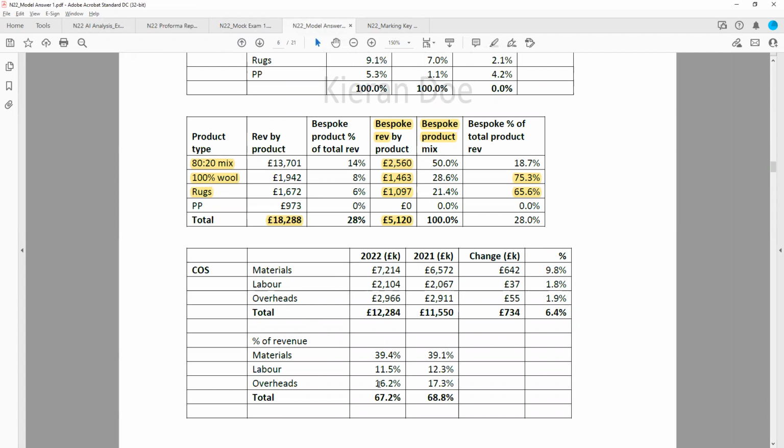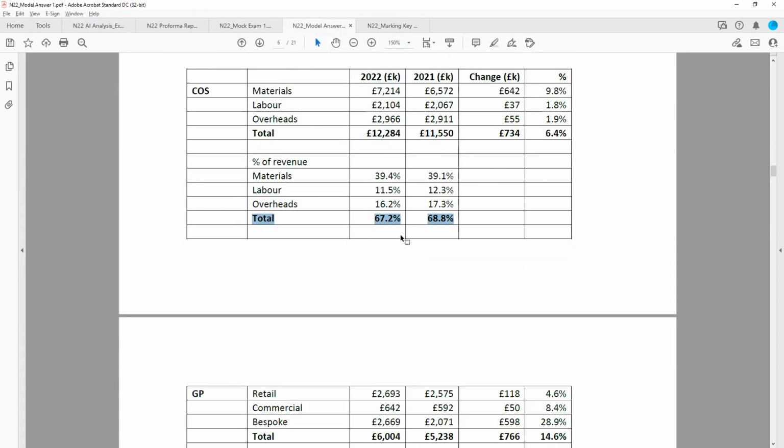And then as a percentage of revenue, as you would expect, of course, materials have gone up because the cost has increased by more than the increase in revenue. So as a percentage of revenue, of course, it will have gone up. These two should have gone down because they've increased less than revenue, which is what we can see. And actually, if you look at cost of sales as a percentage of revenue, you can work out what the gross profit margin is when we would do it ourselves. But obviously, 100% minus that would give us our gross profit margin. So gross profit margin has increased.